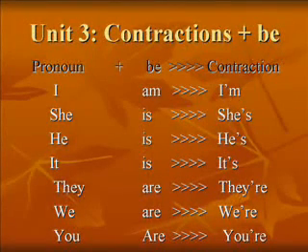Another important point to remember is that we place the apostrophe where we remove a letter. For example, in I am, we have removed the letter A, so we place the apostrophe at the place of A. Likewise, she is, which we contracted into she's, so we removed I in she is, and there we placed the apostrophe. Always remember that we place the apostrophe where we remove a letter.